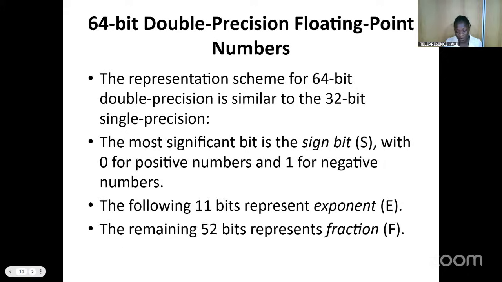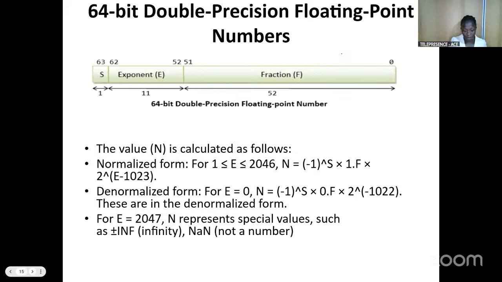So the first bit will determine whether it is a positive or negative number. If it is 0, it is a positive number. If it is 1, it is a negative number. The following 11 bits after the first one will be the exponent, just like what we had in 32 bits, whereby the following 8 bits were the exponent, while the remaining 52 bits, because we are talking about 64 here, represent the fraction. This is just like what we have in the figure, the 64-bit precision floating point number.